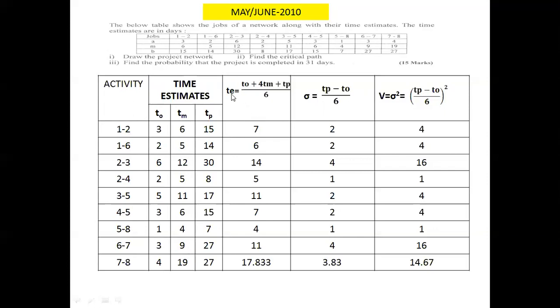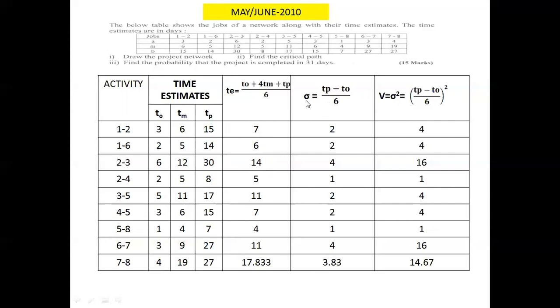Then we have to calculate the expected time for each activity using the equation TO plus 4TM plus TP divided by 6. For 1 to 2, 3 plus 4 into 6 plus 15, that is 3 plus 24 plus 15, gives 42, divided by 6 is 7. Here, for the next, 2 plus 4 into 5 plus 14: 2 plus 20 is 22, plus 14 is 36, and 36 divided by 6 is equal to 6. Like that, the expected time for each activity has been calculated here.